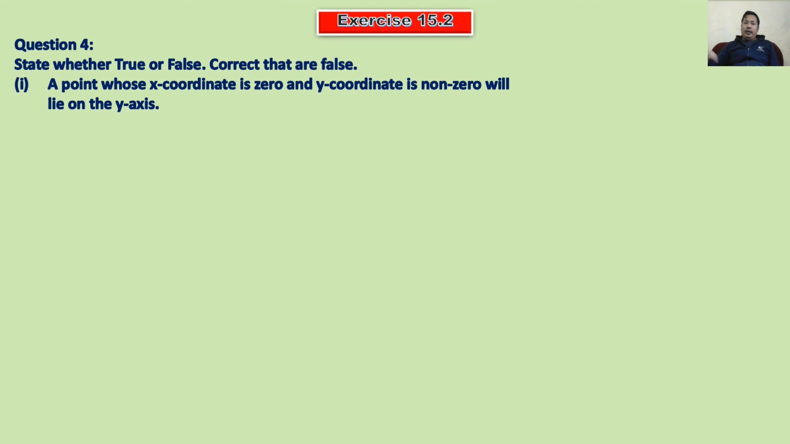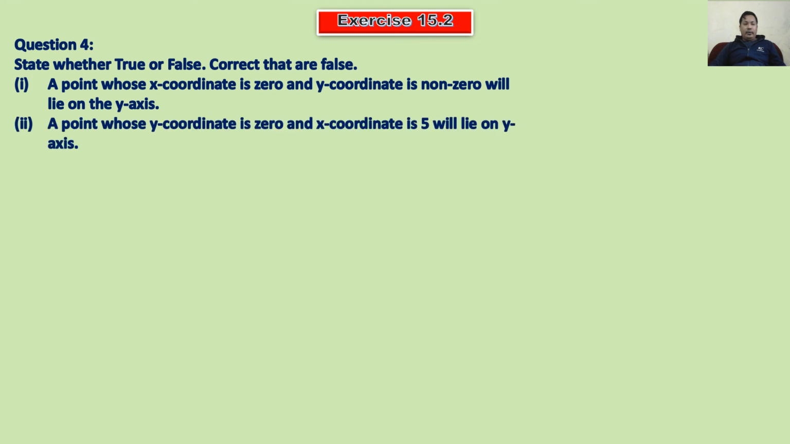For example, if x is 0 and y is 1, where will this point lie? This point will lie on the x-axis or y-axis, or somewhere in the graph, that you have to tell. Okay, and next we have question number 2.